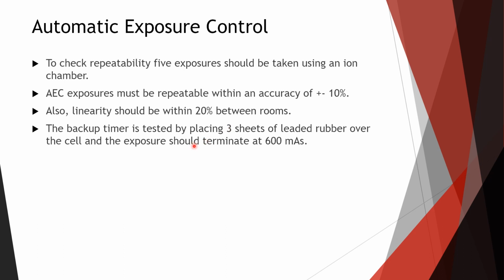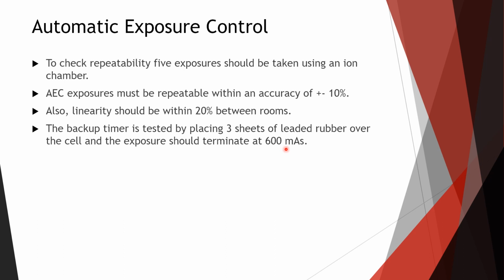The backup timer is tested by placing 3 sheets of leaded rubber over the cell. So for the automatic exposure control, there are the cells, there's usually 3 of them, there could be 5, there could only be 2. And then they cover up that cell. They take the exposure 5 times over the cell, and the exposure should terminate at 600 mAs. So this is a calibrated sheet, okay? And after 600 mAs, it should terminate.